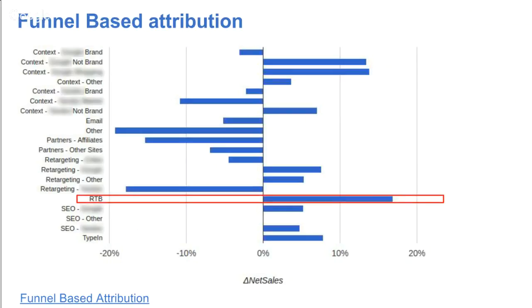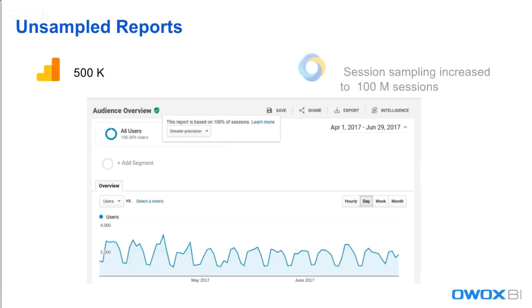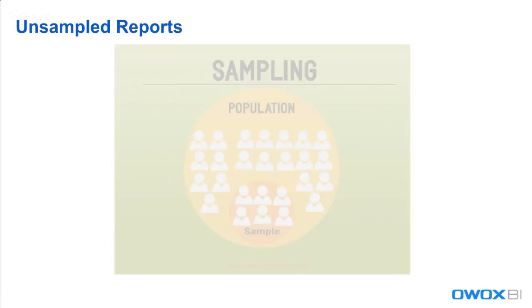Now we're going to talk about unsampled reports, and I think you know that if the volume of your data exceeds 500 million sessions, Google Analytics applies sampling to process the data more quickly. And your reports start giving you misleading data. But Google Analytics 360 increases the limits, and you have up to 100 million sessions now to create unsampled reports. And if talking about sampling in plain English, what does it mean?